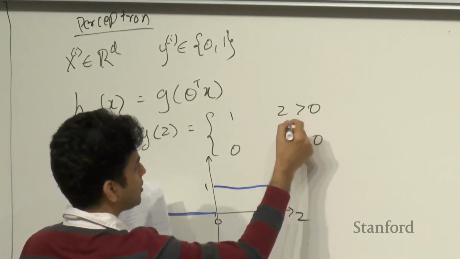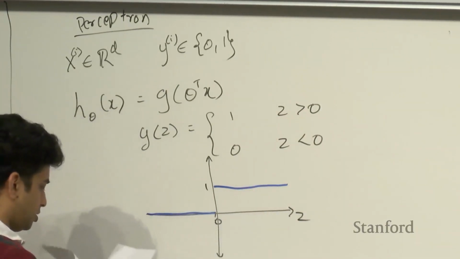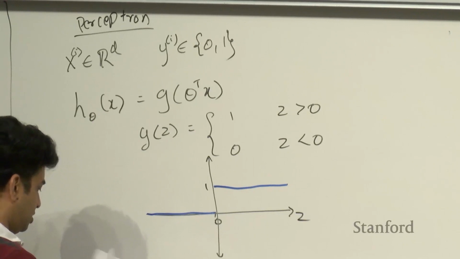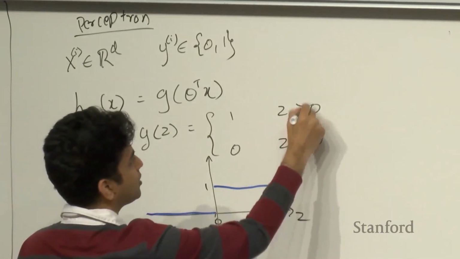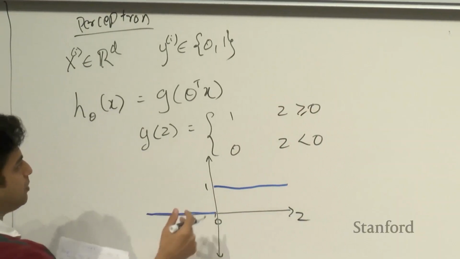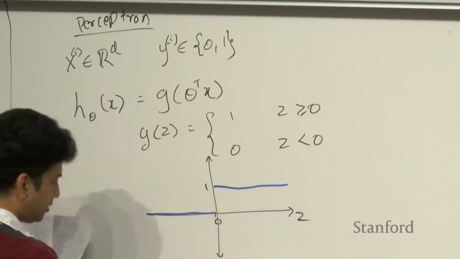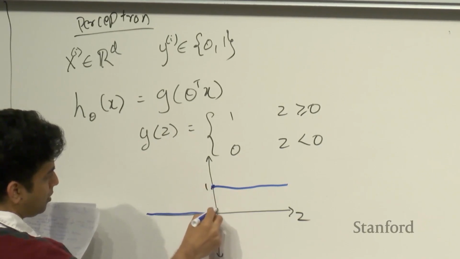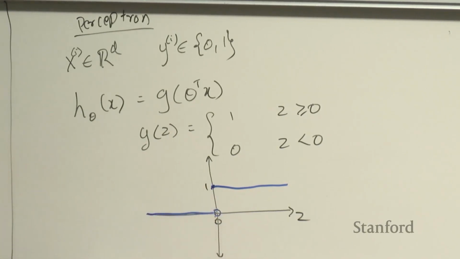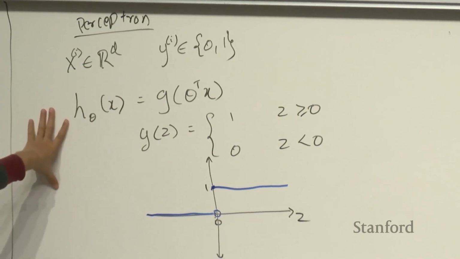It doesn't matter. So let's see how it's in the notes. I think in the notes it is greater than or equal to. Anyways, it doesn't matter. Let's assume it is greater than or equal to, which means at 0 it is actually 1. So what's happening here?